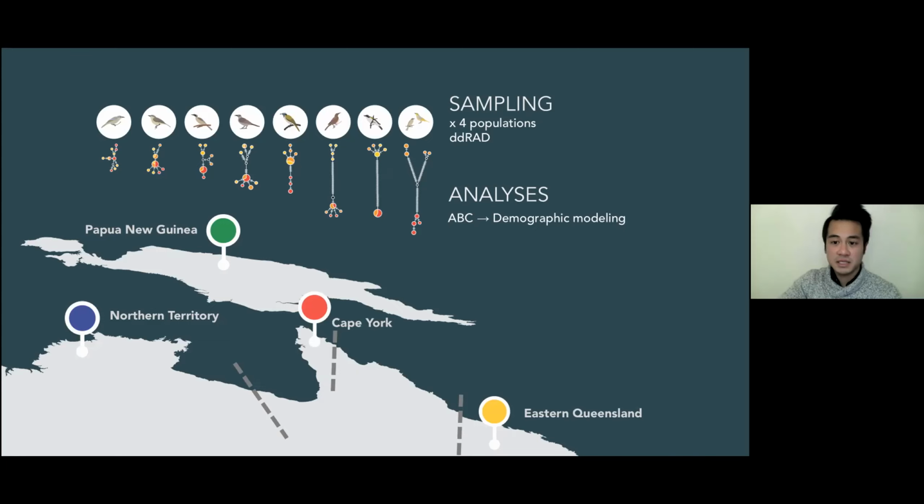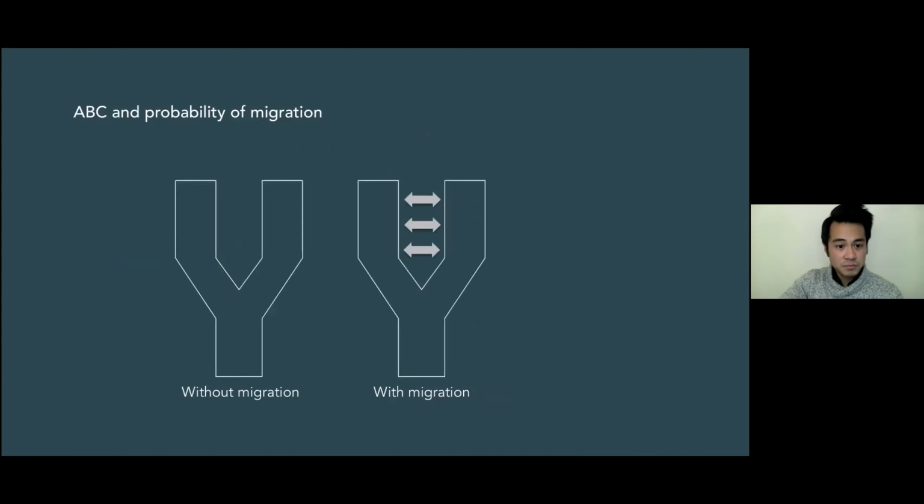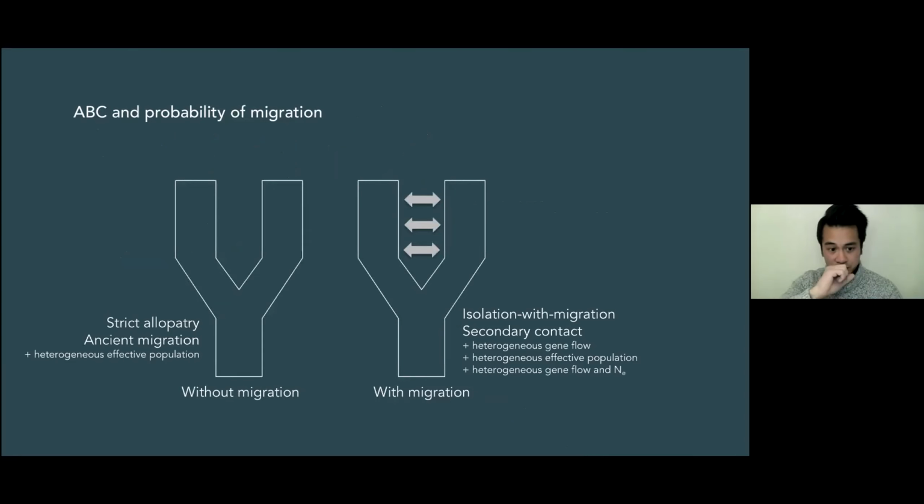This uses that same system that I mentioned previously, but here I'm incorporating some of the ABC analysis and demographic modeling. To break this down a little bit further, I'm comparing these models without migration and models with migration. I'm lumping all of these different scenarios within. So without migration, you have strict allopatry, ancient migration, and heterogeneous effective population size within the genome. That's really to reflect variation in recombination rates and effects of linked selection. And with migration, you have isolation with migration, secondary contact, and all the variations within.